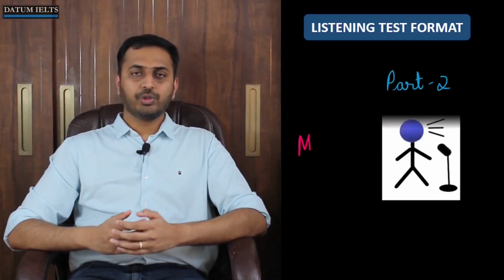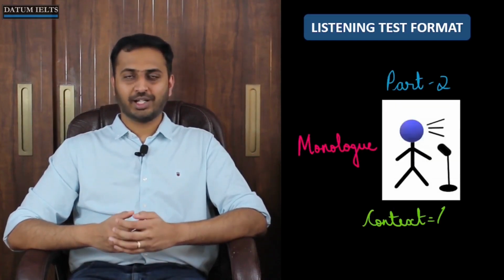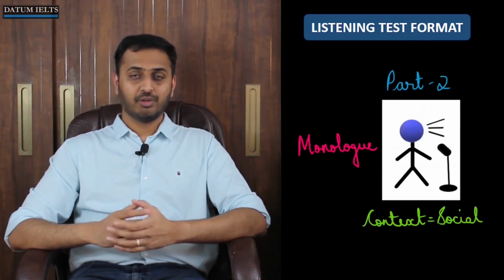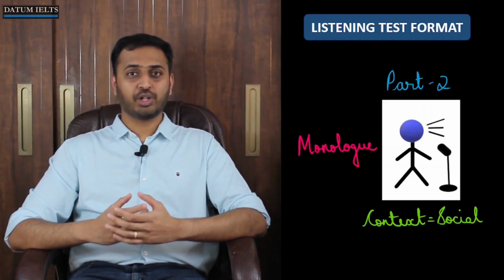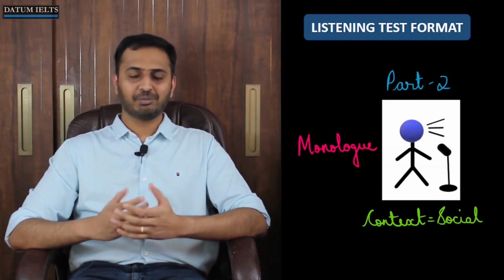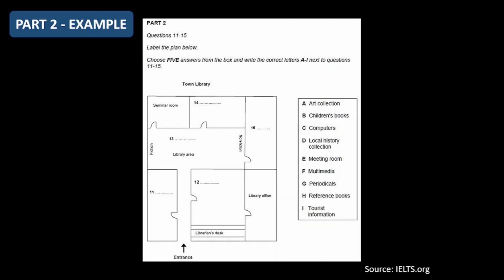In part 2, you'll hear a monologue in a social context, which means you'll hear one person talking. For example, you may hear a speech about a public facility like a library or a mall. Here, listen to this. You'll hear the librarian of a new town library talking to a group of people who are visiting the library.